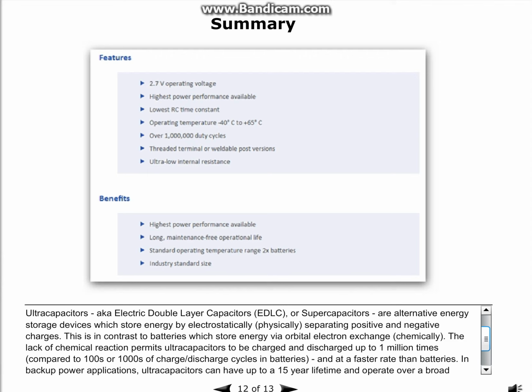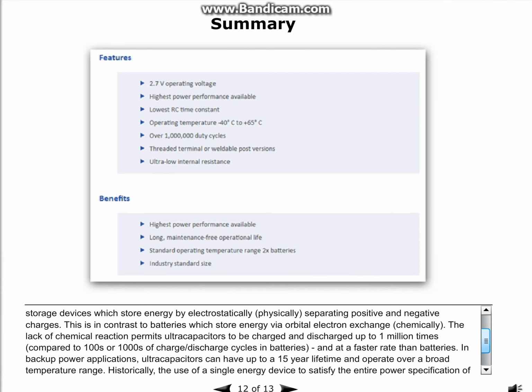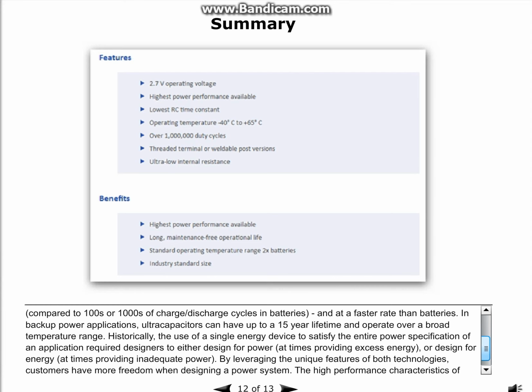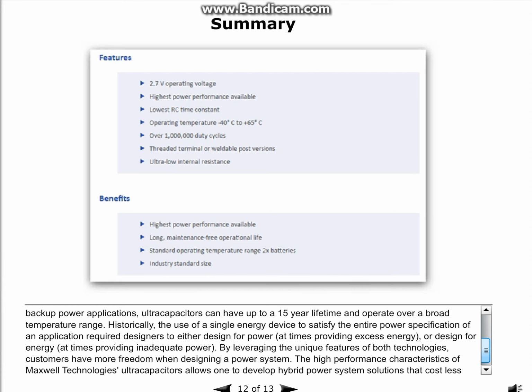Ultracapacitors, also known as electric double-layer capacitors, EDLC, or supercapacitors, are alternative energy storage devices which store energy by electrostatically or physically separating positive and negative charges. This is in contrast to batteries which store energy via orbital electron exchange chemically. The lack of chemical reaction permits ultracapacitors to be charged and discharged up to 1 million times, compared to hundreds or thousands of charge-discharge cycles in batteries, and at a faster rate than batteries.